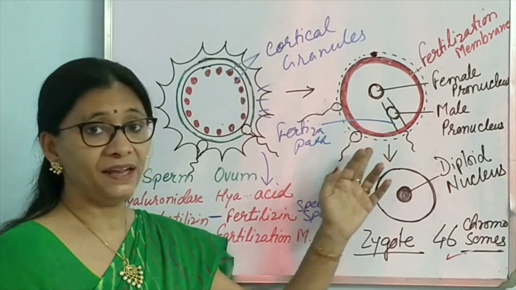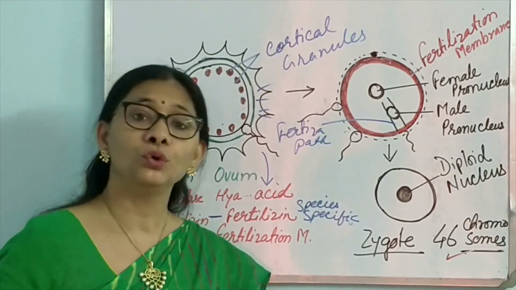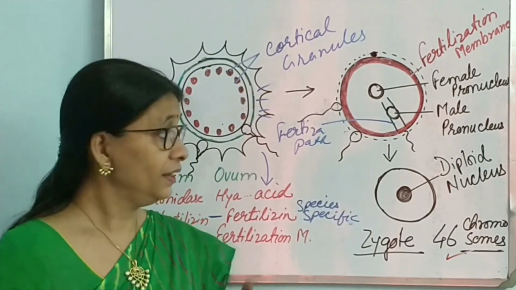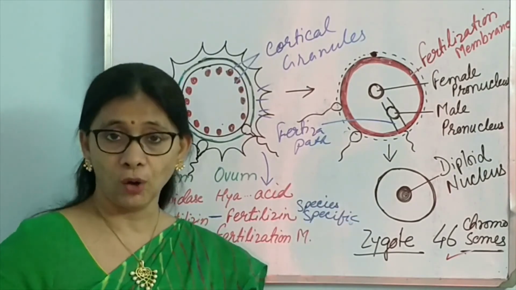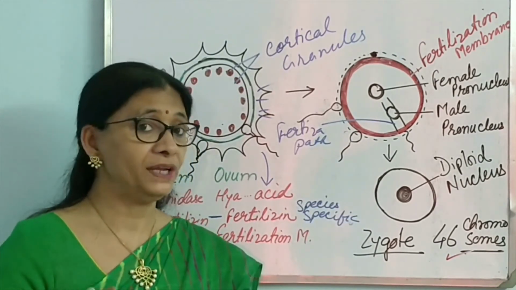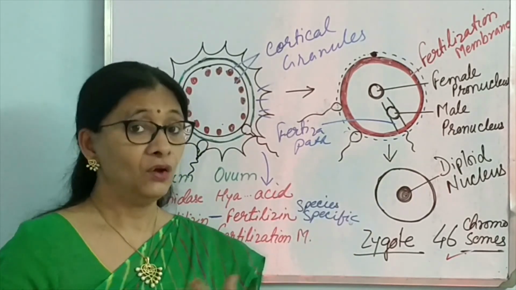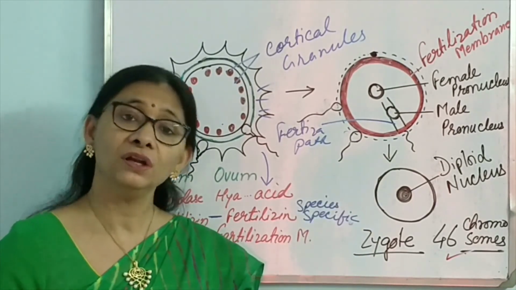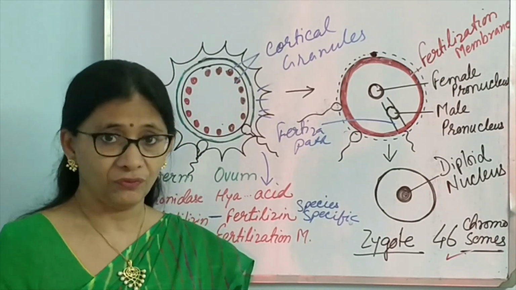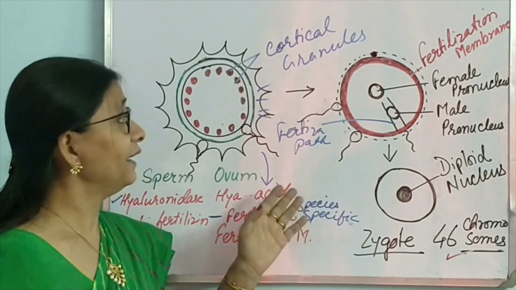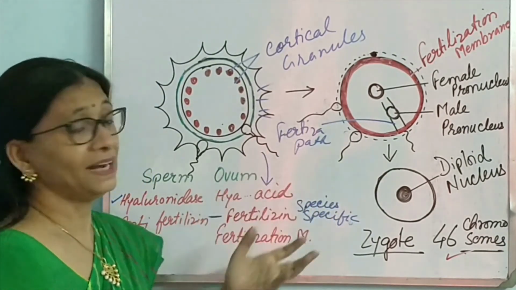The egg cell remains viable only for 12 to 24 hours after ovulation has been done, and the sperm remains competent only for 48 to 72 hours. That is their lifespan. Within this time, fertilization should take place if it has to happen. So that is the time period, and this is how fertilization takes place.